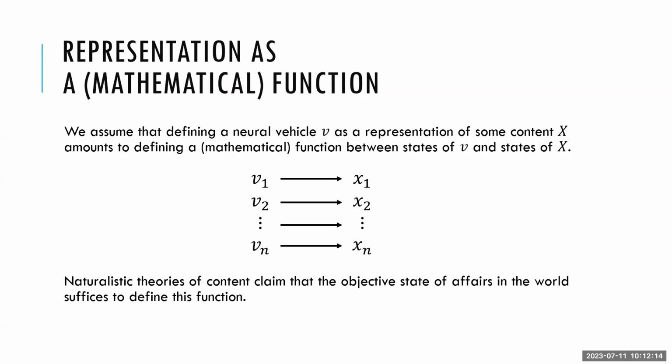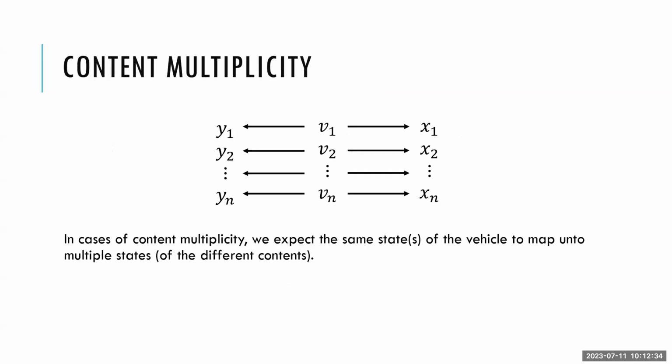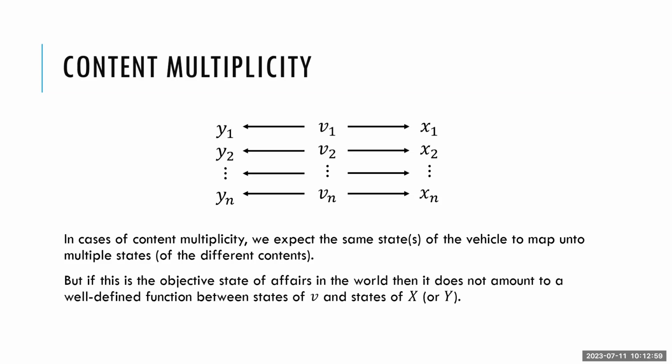And using that assumption, naturalistic theories want to claim that there is something about the objective state of affairs that gives us that function. That function is there in the world. So using that, we can restate the weirdness that I described before. In cases of content multiplicity, we expect the same state of the vehicle to map onto multiple states, right? It has to map onto X and it has to map onto Y. It's the same states that are mapping onto these different properties, different states of the visible content. But if this is the objective state of affairs in the world, then that's not good enough, because that does not amount to a well-defined function between states of V and states of X.